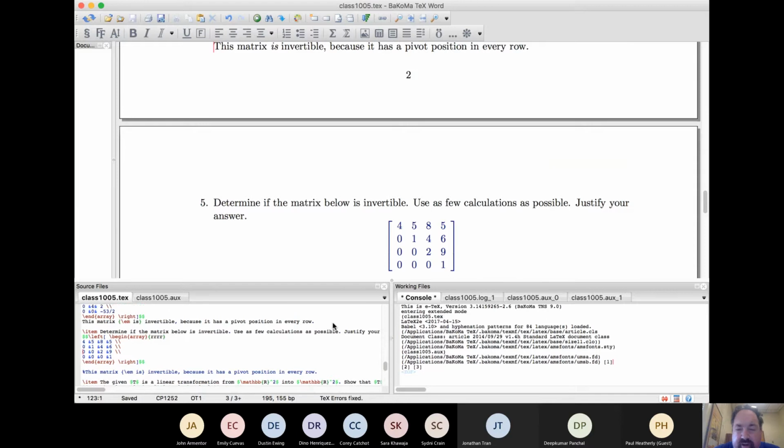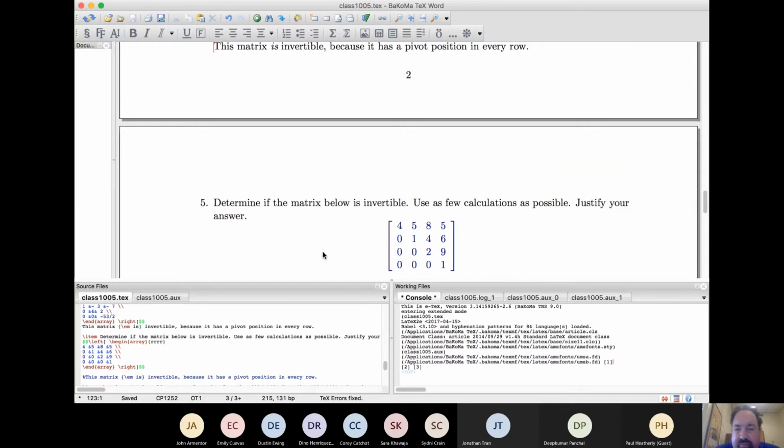This matrix right here, it's actually possible to reach a very quick verdict. Can anyone tell me, based on things I've said earlier today, how you can quickly determine the invertibility or lack thereof of this matrix? What kind of matrix is it?